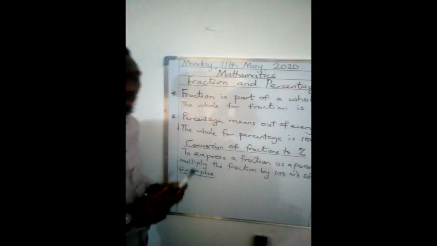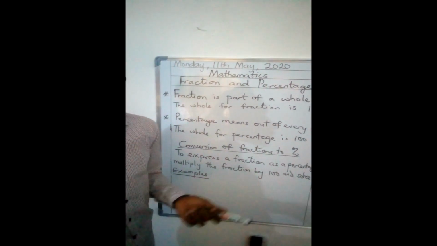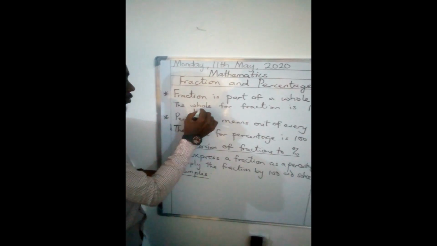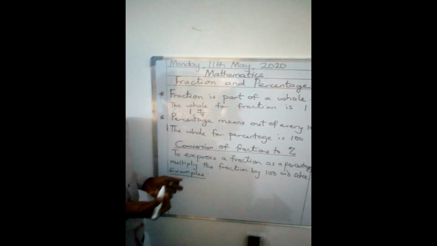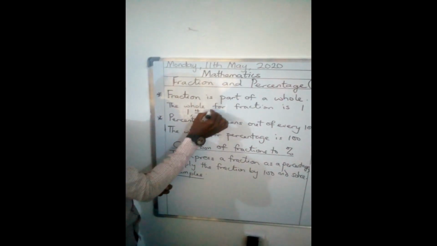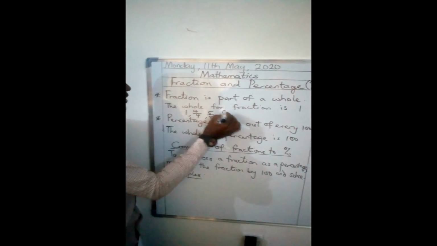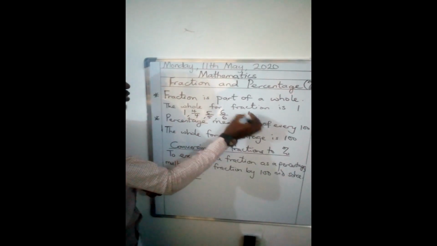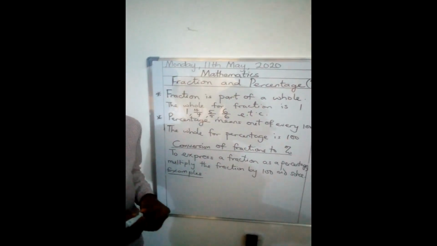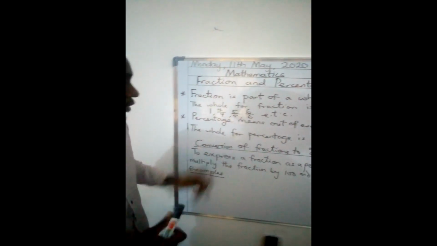Mind you, this 1 can exist in different forms. Forms like 1 or 4 over 4, which will still give you 1. It could be 5 over 5. It could be 6 over 6, and so on and so forth. But it will still give you the whole of a fraction.